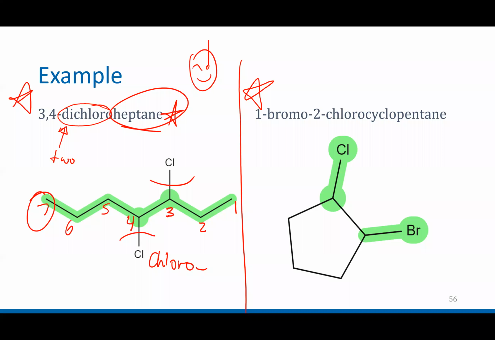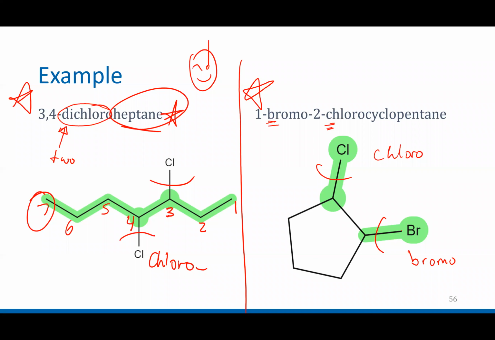This is another good question for a test. The reason I really like the second question is because for full marks, I really would love to see alphabetical order here. So I'm numbering this. I know that I have bromo and I have chloro. Now the trick for this compound is that it's in a ring. And when you're using a ring, you can number any way you want.